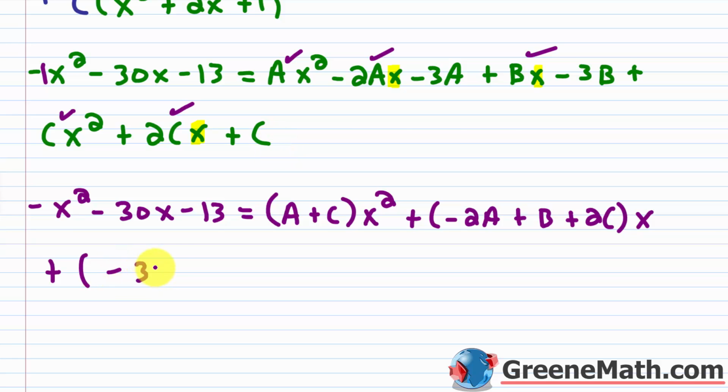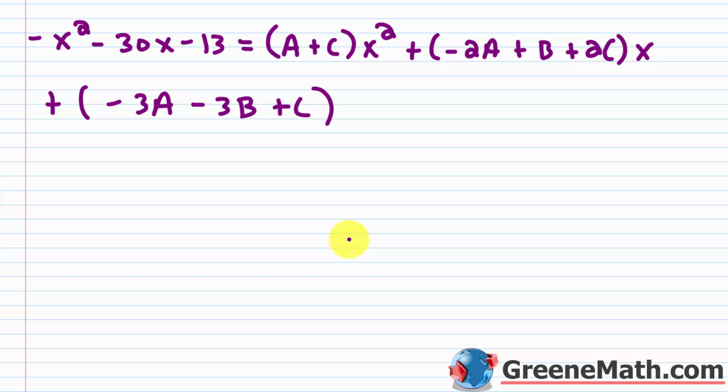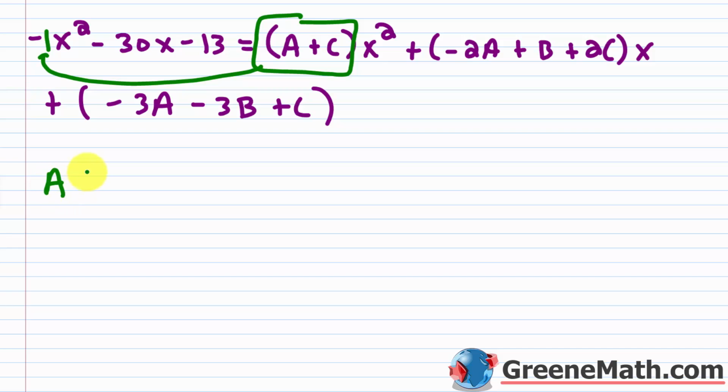So negative 3a, I have negative 3b, and I have c. Okay, so now we have something where we can go through and set up a system. We're just equating the two sides. So this is negative 1 here, and this has to be equal to this. So I know that a plus c has to be equal to negative 1.